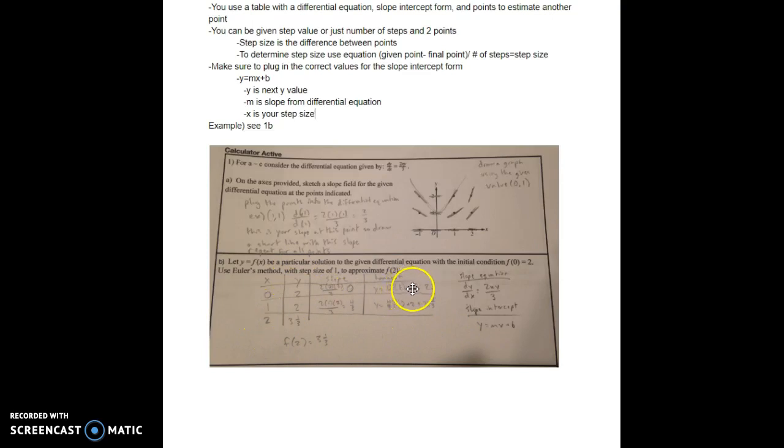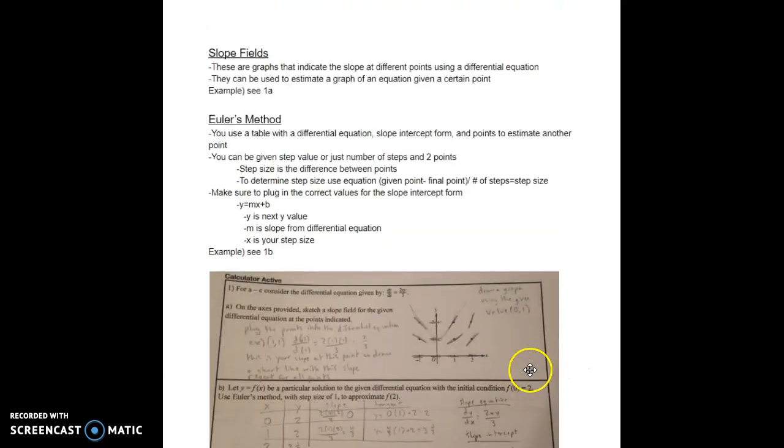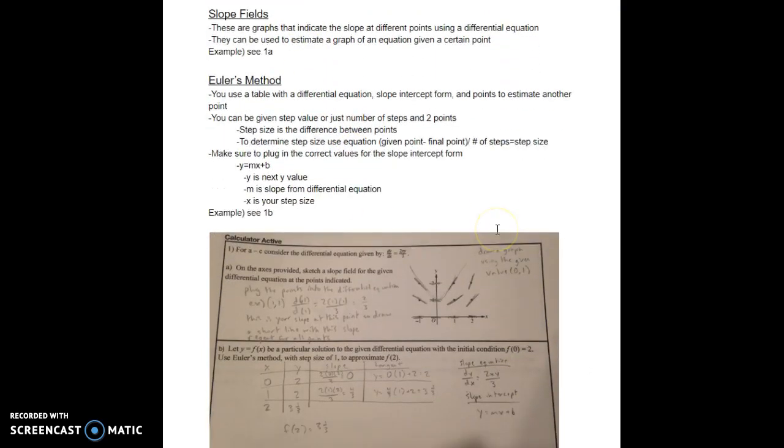Then you bring down your y equals 2 to the next row, and you repeat all of what we just did. So you get a slope of 4/3, plug that in, you get your y of 3 1/3, you drag that down, and you have your answer, because this is f(2), and that's your y, which is 3 1/3. So that's how you use Euler's method in slope fields. That's it.